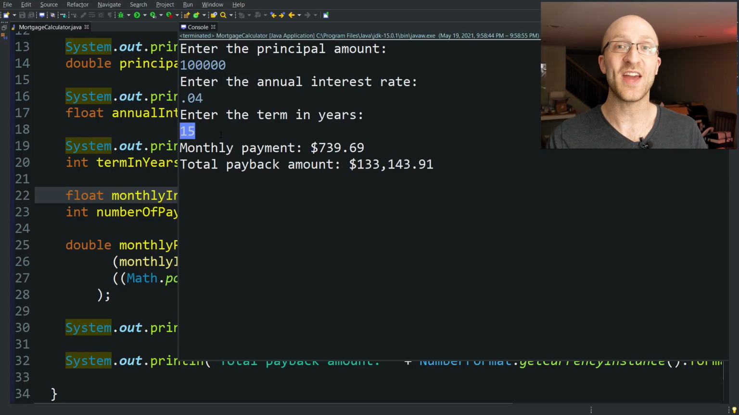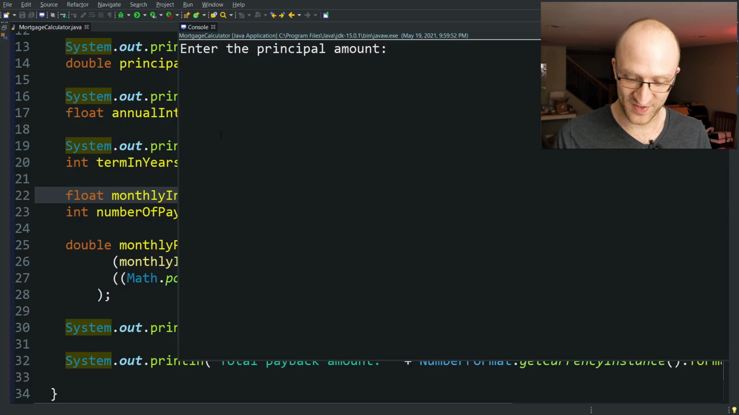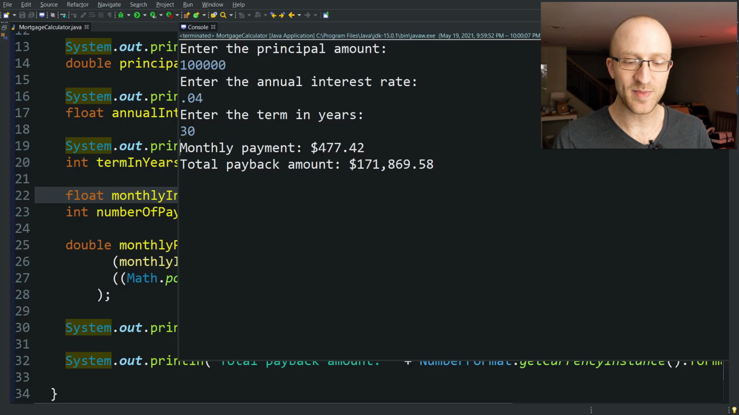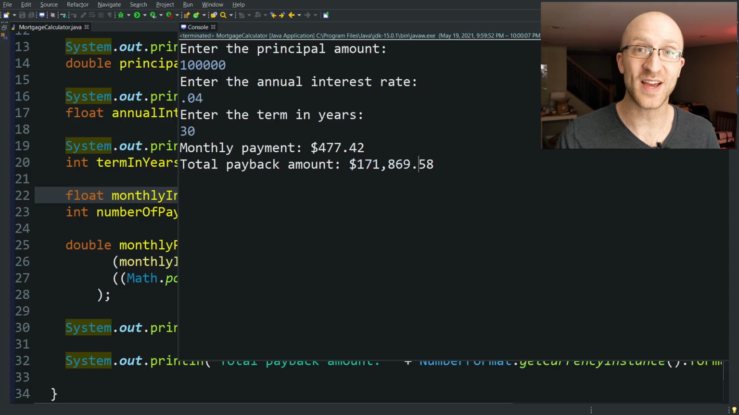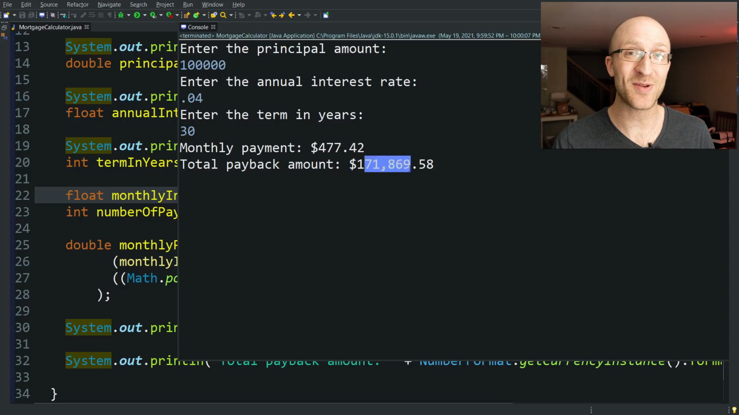A lot of people use a 30-year loan on their house. So if you did a 30-year loan, how do you think that would affect the total payback amount? Well, we've got a calculator. Let's give it a try. Same numbers, $100,000, 4% annual interest rate, but a 30-year term, we get your monthly payment is way lower, only $477, but your total payback amount is almost $172,000. So for doubling the term from 15 to 30 years, yes, your monthly payment does go down, but you end up paying more than twice the amount in interest that you would for a 15-year loan.